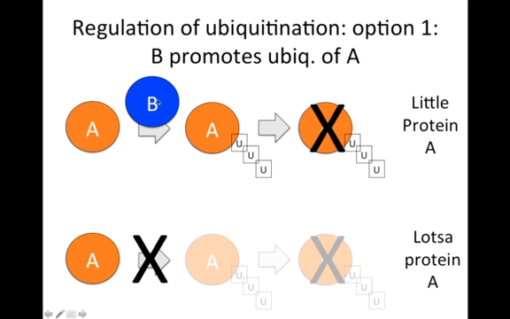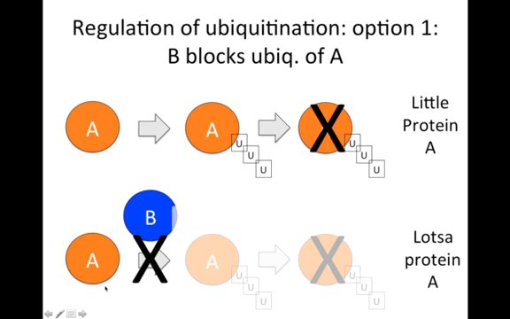And so we can work this through. This would mean if B is present, it causes U to be added, ubiquitin to be added, and protein A to be degraded. If protein B is not present, then ubiquitin does not get added, and we have a lot of protein A because protein A does not get degraded.